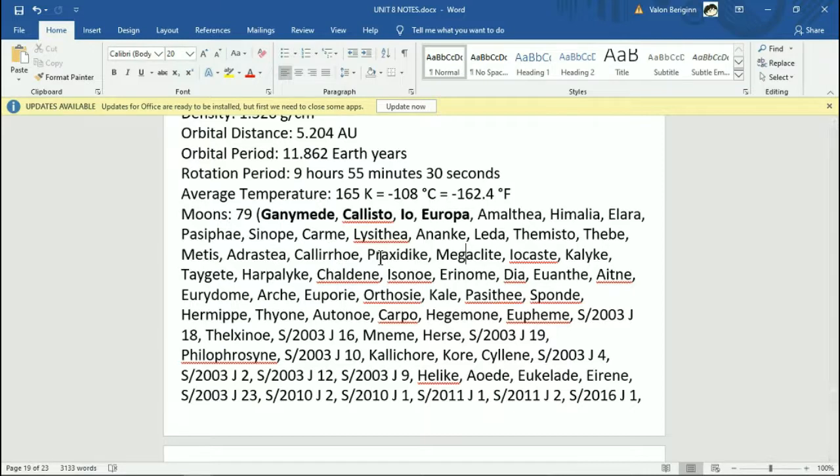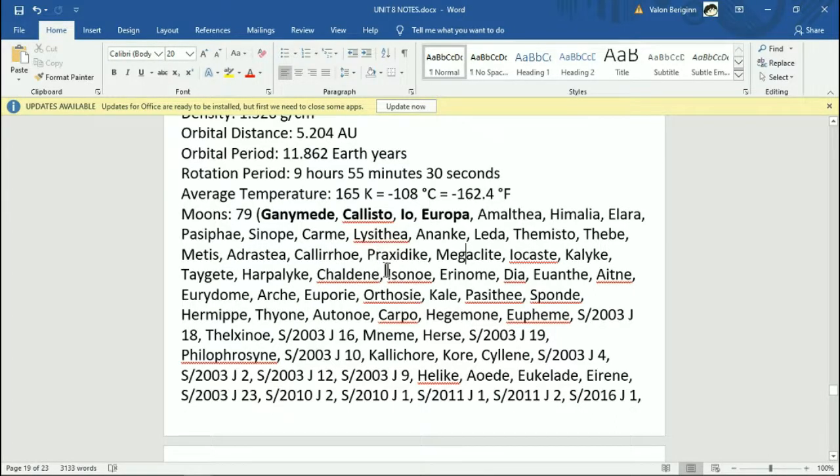I think Callisto's the third biggest. I don't remember. I have to go look at this again. But yeah, Ganymede, Callisto, Io, and Europa. These four moons were seen by Galileo back in the 1600s. So you can actually see these four moons with a fairly not great telescope if you're looking at Jupiter. So you can actually notice them.